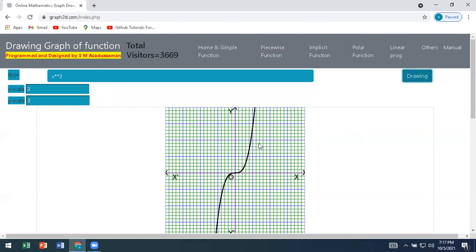and we can find the coordinate on the graph by clicking the mouse button on the graph. Any point.